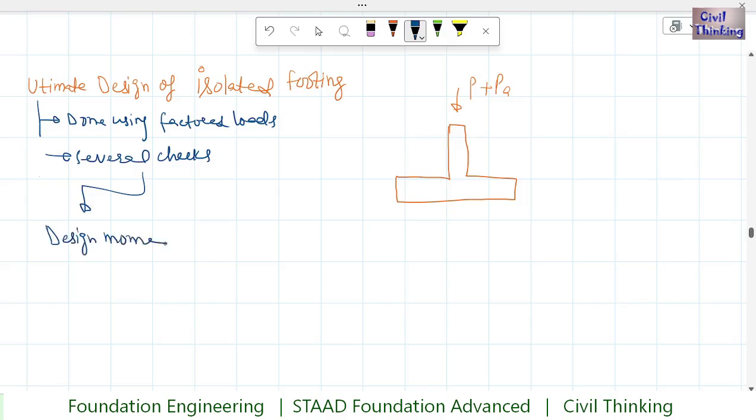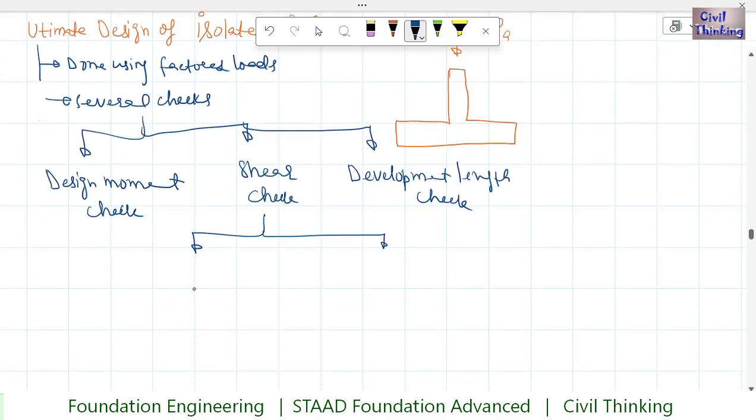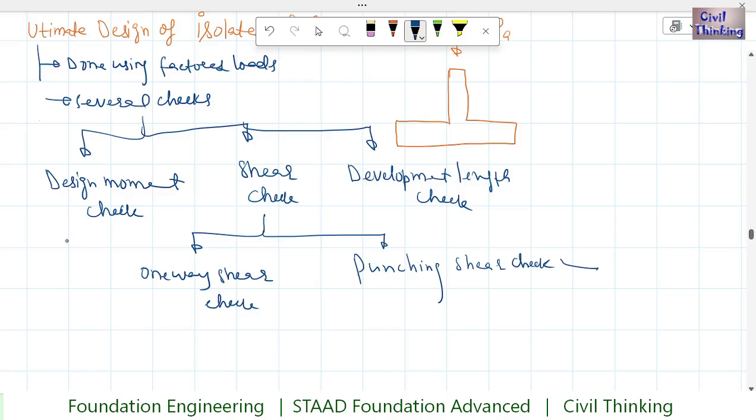For example, we do design moment check, we also do shear check, and we do development length check. Now in the shear check we have two checks: one-way shear check and punching shear check. Okay, so let us talk about these checks one by one. So these are 1, 2, 3 and 4. We have 4 checks in the ultimate design check.